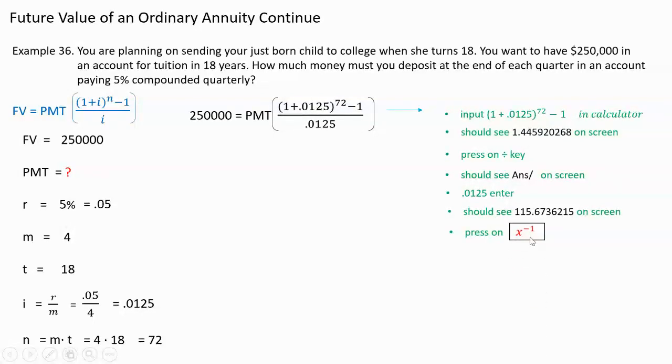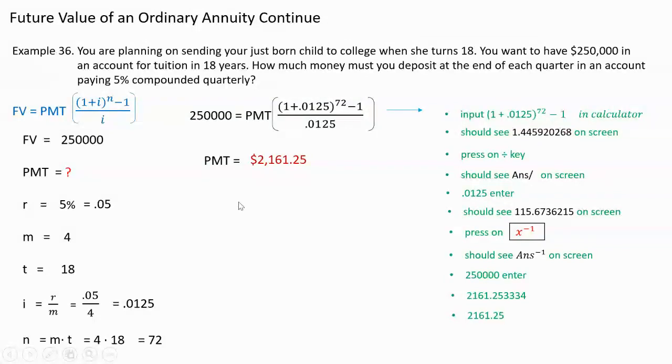Then you press the inverse key. That's what you should see. And then you're going to enter the 250,000, and there's my answer: $2,161.25. So those are your payments.